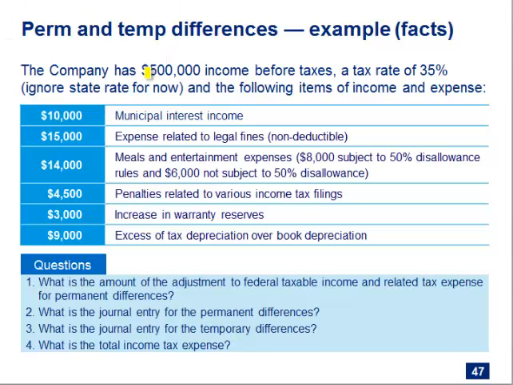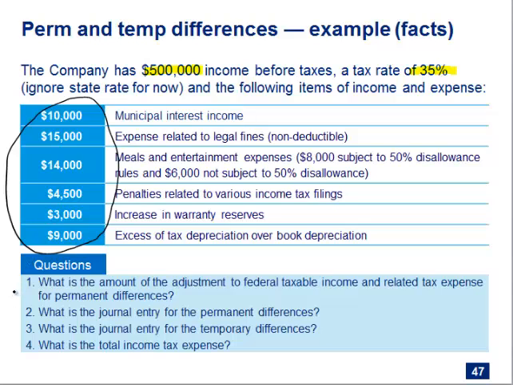So the example says that there's book income of $500,000. Okay, that's our pre-tax income, and our tax rate is 35%. What they list in the table underneath those words about book income and the tax rate are our book versus tax differences here. Okay? We'll come back to these book tax differences in a second. We have 4 questions that we're trying to answer.